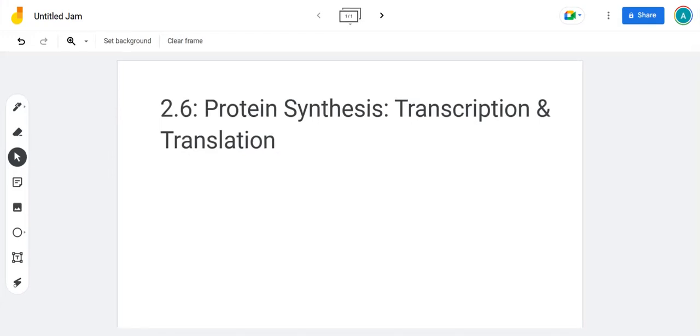Hi there, welcome to Spec Point 2.6, which is protein synthesis, so making proteins. This is made of two parts, transcription and translation. So let's start off with an overview of transcription and translation and where they're happening.